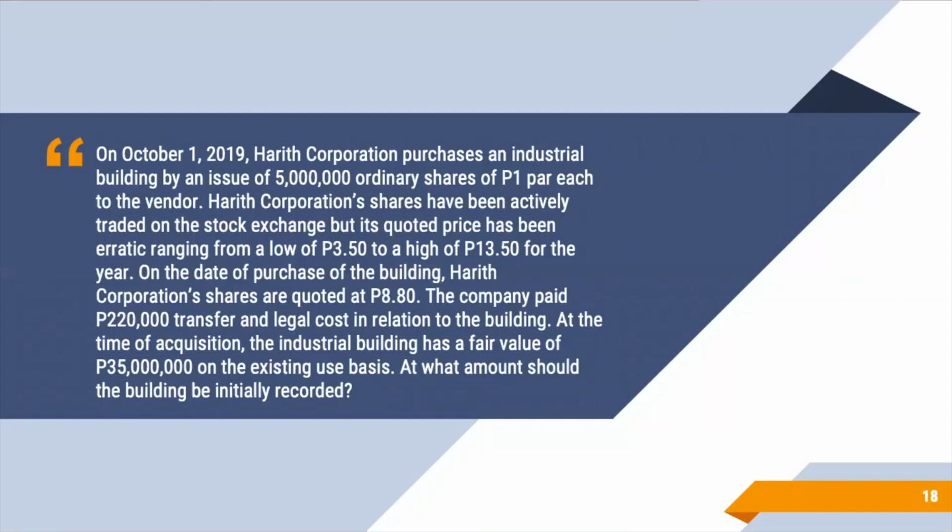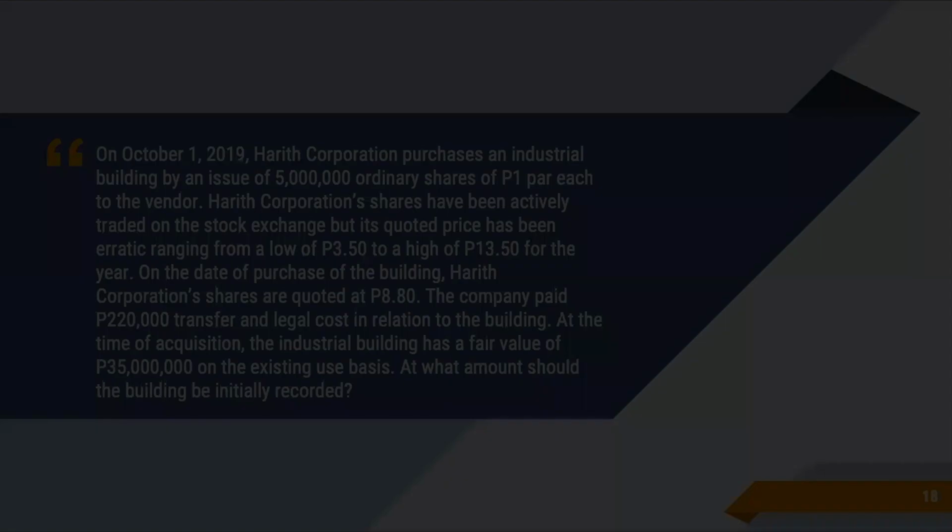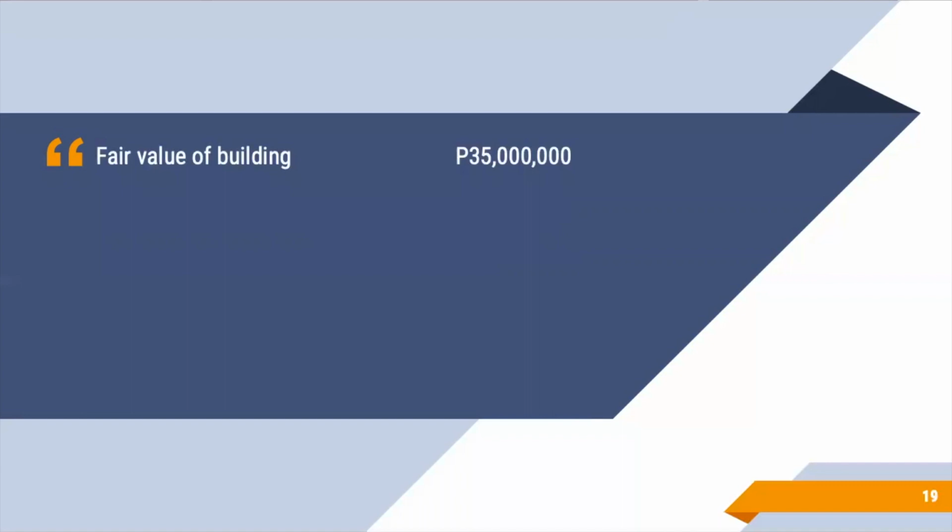The company paid 220,000 transfer and legal costs in relation to the building. At the time of acquisition, the industrial building has a fair value of 35 million on the existing use basis. At what amount should the building be initially recorded? So, since given ang par value, given din ang fair value ng shares, given din ang fair value ng building, then we use the hierarchy. At ang una sa hierarchy ay ang fair value ng building. That's why we use that amount for the initial cost of the building.